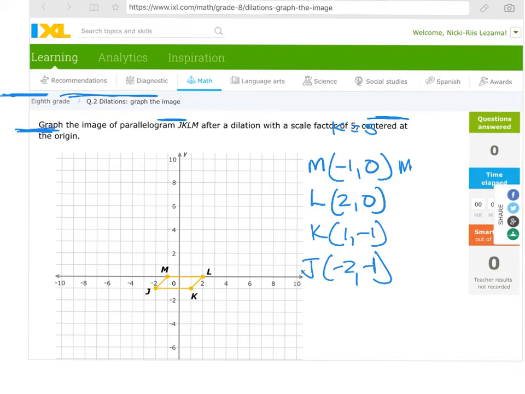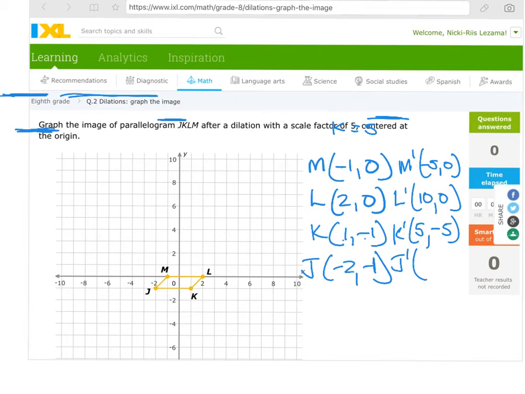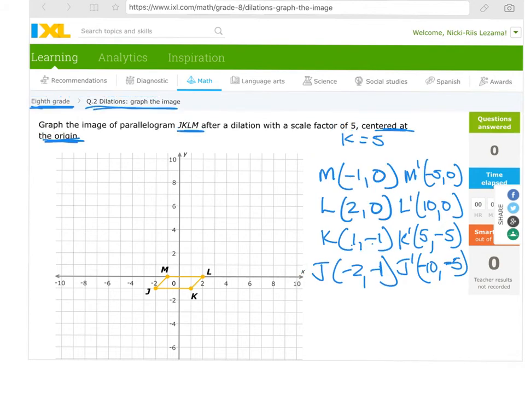So therefore M prime would be, multiply everything by 5, we'll get minus 5, 0. L prime would be 10, 0, as we multiply everything by 5. 1 by 5 for K prime would give us 5, minus 1 by 5 would give us minus 5. And J prime, minus 2 by 5 would give us minus 10, and minus 1 by 5 would give us minus 5. So let us plot the image now.